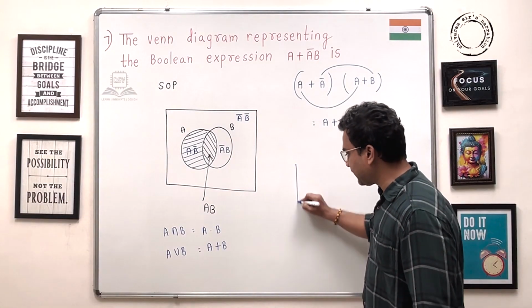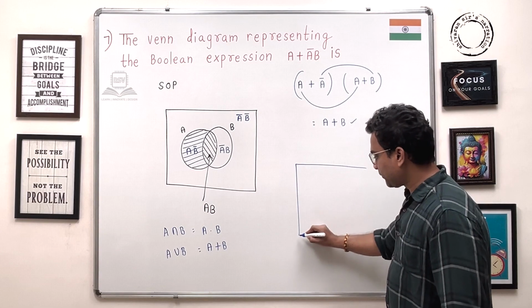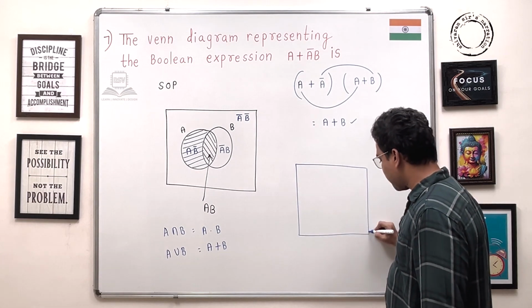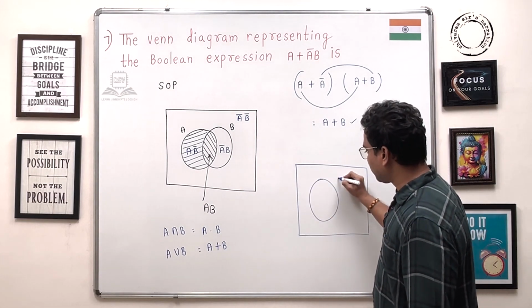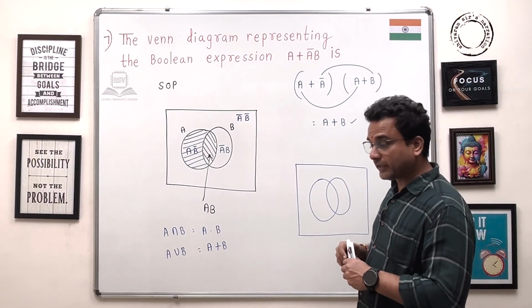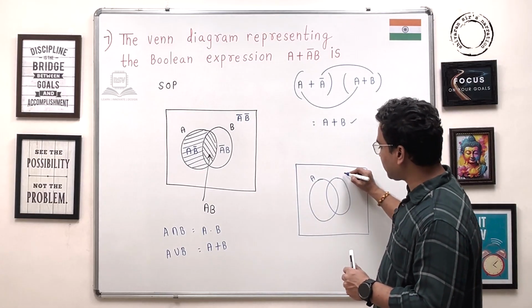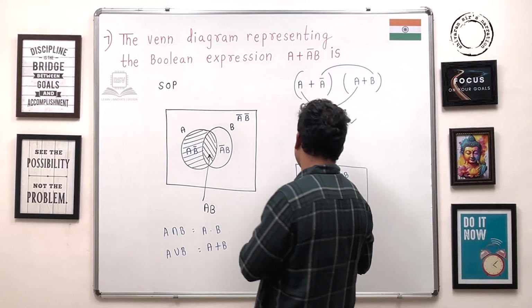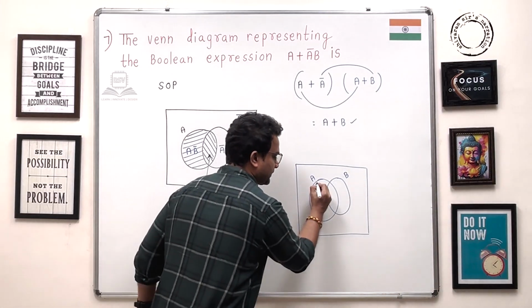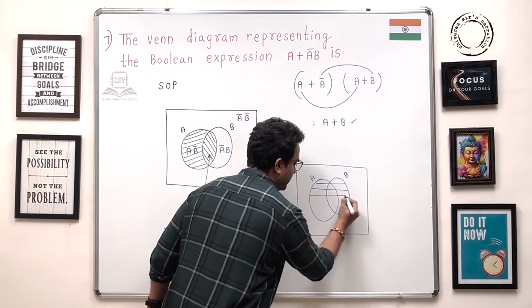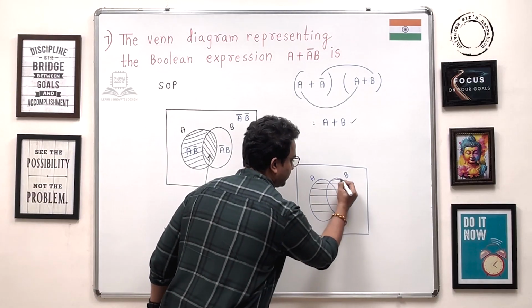Therefore, in the Venn diagram, if you take two variables, then the A plus B Venn diagram is this one, which is A union B, this one.